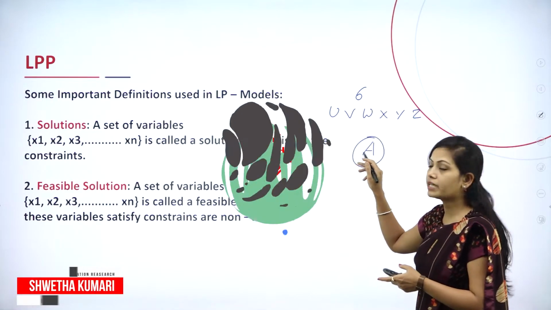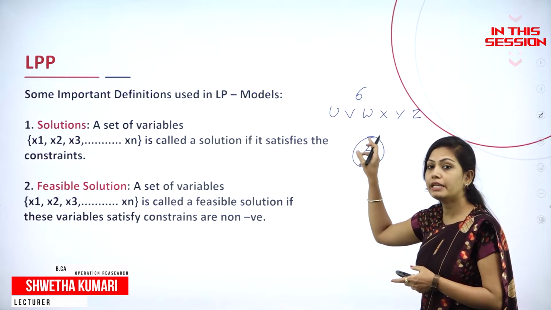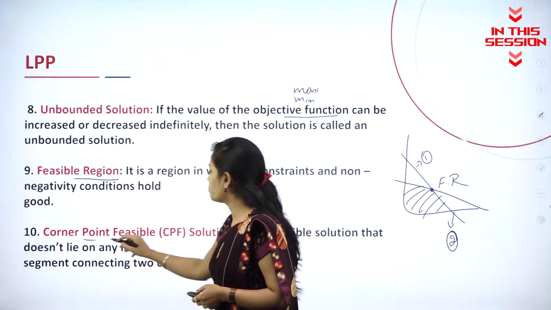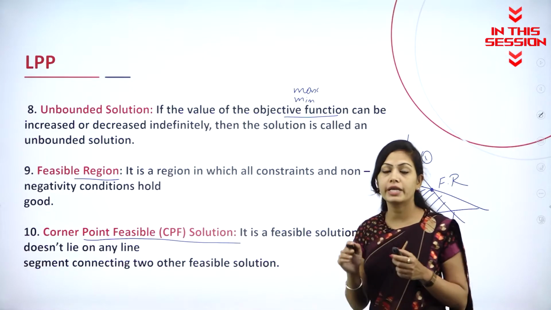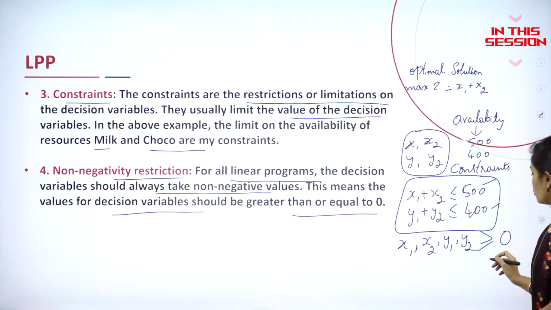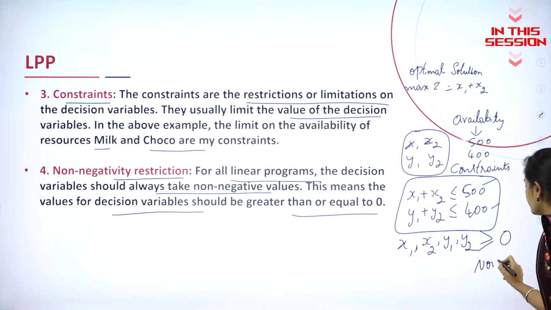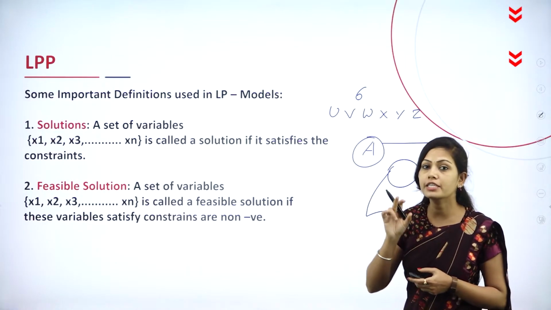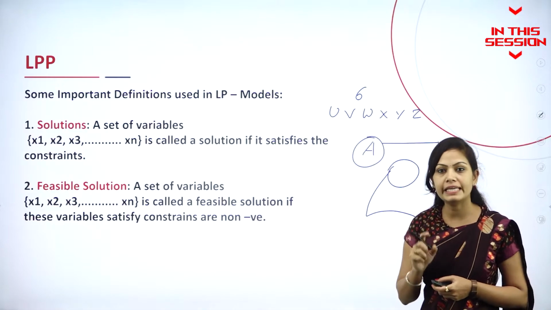The warehouse is located at a point A and the delivery destinations are given by U, V, W, X, Y, Z. Corner point feasible solution, that is called as CPF. All the variables should be greater than or equal to 0. This is called as non-negativity constraints. This technique of choosing the shortest route is called as linear programming.